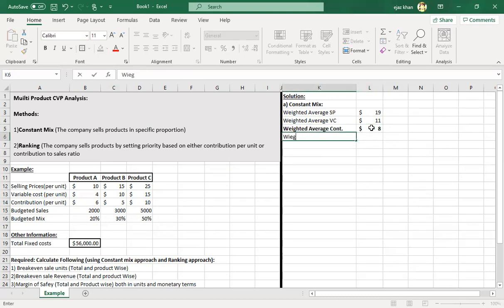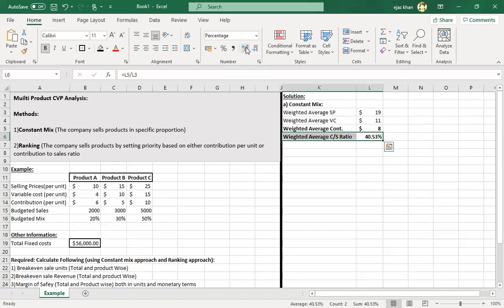Now we can find out the weighted average CS ratio, contribution to sales ratio. Simple ratio, which means what is contribution as a percentage of our sales figure. So here we go. It's 41% approximately, or 40.53% to be very precise. So the weighted average contribution is 40.53% of our sales value. So we have calculated all these weighted average values.